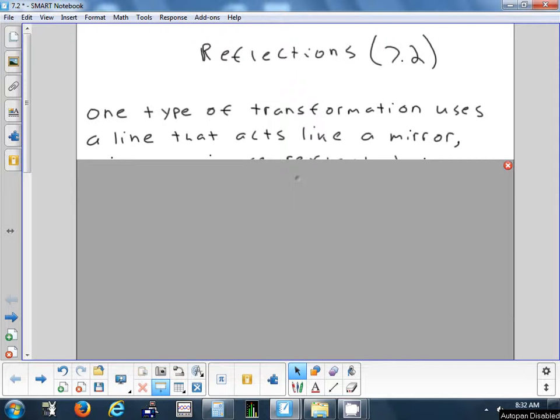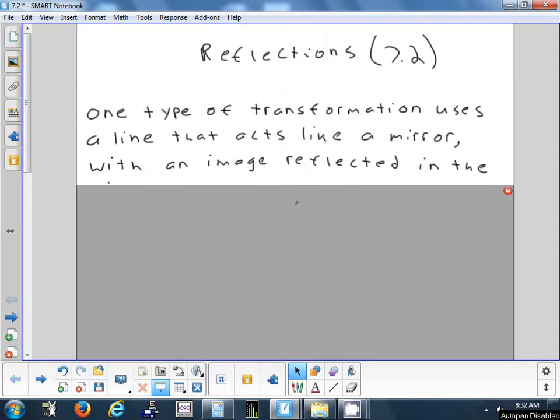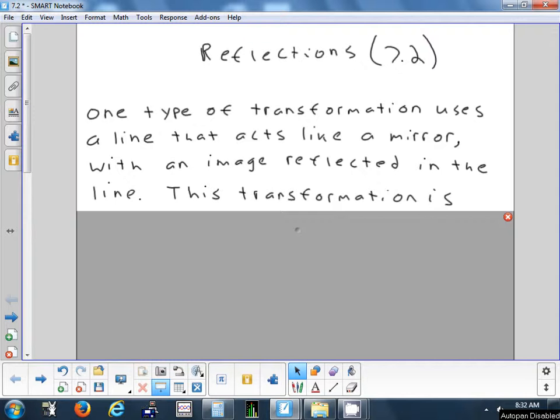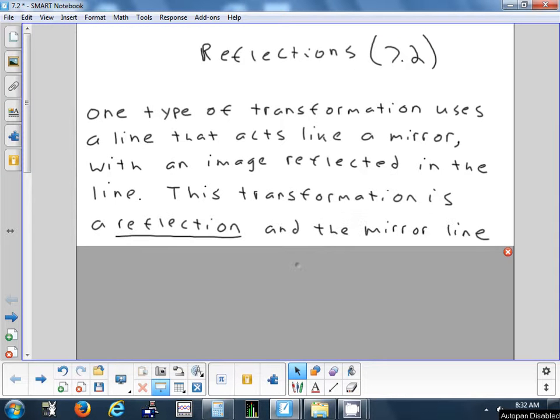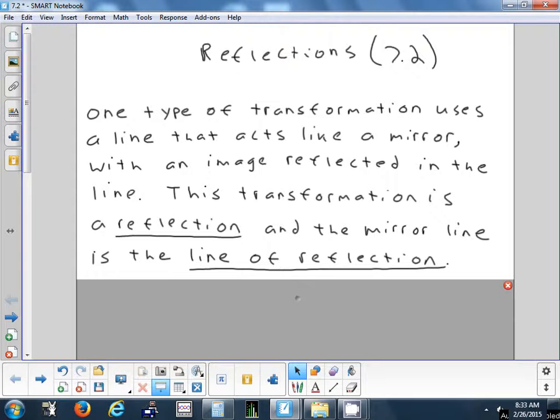Reflection is kind of like flipping. It's like a mirror image. When we do a reflection, generally you draw a line. It doesn't have to be horizontal or vertical. It can be on an angle. And you flip it over that line. However you draw it, you flip it over that line. When you flip something over a line, the way we're going to do it, that's called a reflection. And the line that you're flipping it over, the thing that's acting like your mirror, that's called the line of reflection.